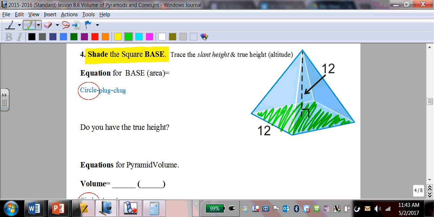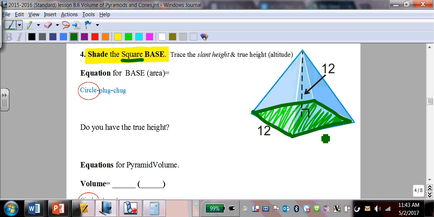So, guys, shade the square base. Just work with me, buddy. Okay, honest, you'll understand it. We're skipping that, that's review, guys. Okay, so what's the shape of our base, Nathan? It's a square. Okay, ready? So, shade. Now, we write the equation for the square base.